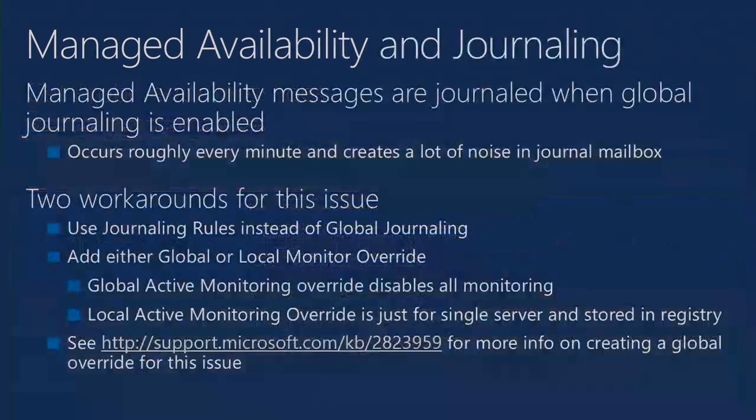Now, one thing I want to mention, managed availability and journaling. Managed availability, again, is sending a lot of messages around, and if you're using global journaling, those messages are going to get captured, and they're going to go into your journal mailbox, rather. Now, there's two workarounds for that. One would be to use journaling rules instead of global journaling. The other would be to add a local, a server-based, or a global override. We've just recently published a knowledge base article that shows you how to do that. So you can go to that KB.